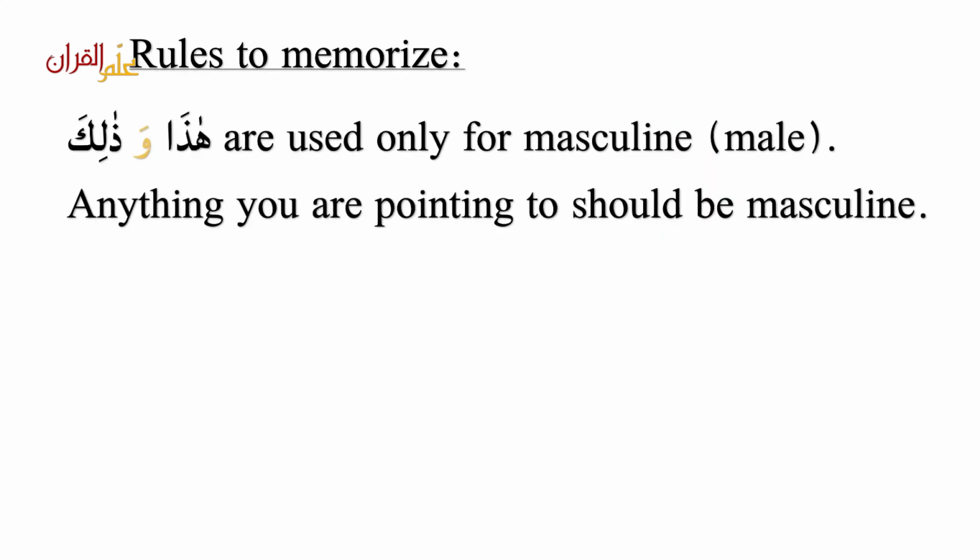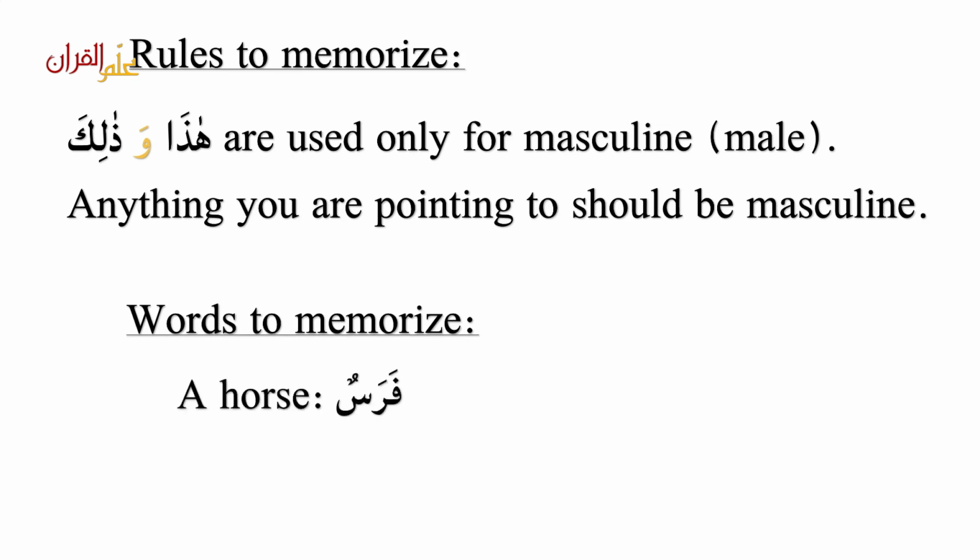Rules to memorize: هذا وذلك are used only for masculine, male. Anything that you're pointing to should be masculine. And words to memorize: Farasun, a horse. Kalbun, a dog.